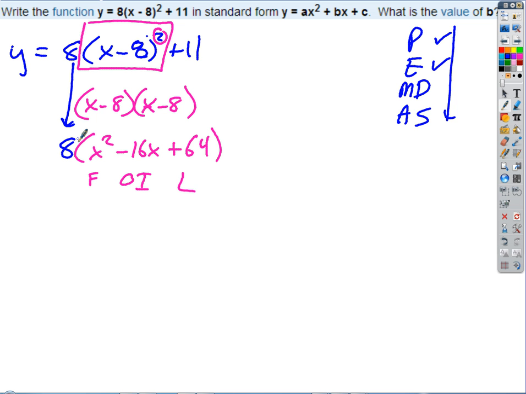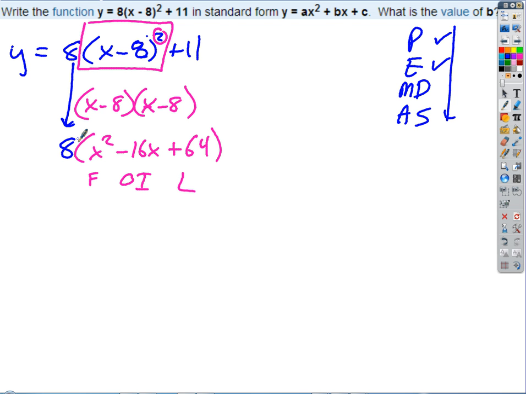Wait. Go ahead. So you got x squared and then negative 8x, and then you made it 16x? Yeah, because if I FOIL it out, I get first times first is x squared. The product of the outer terms is negative 8x. The inner terms is negative 8x. Those combine to negative 16x. And then last times last gives me positive 64. Now I've got this 8 that I have to multiply by the whole thing.